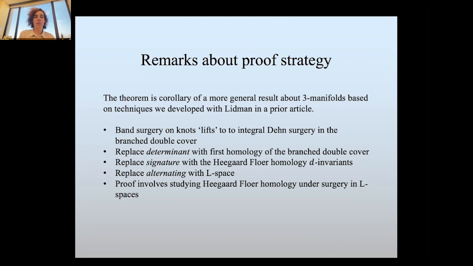The determinant is replaced with a statement about the first homology of the branched double cover. The signature gets replaced with the Heegaard Floer homology d invariant. And the property of being an alternating knot corresponds with the property of being an L-space. So what we really go about proving is a statement about the behavior of the Floer homology d invariants when we do integral surgery in an L-space.